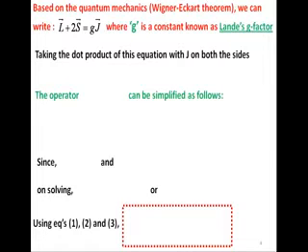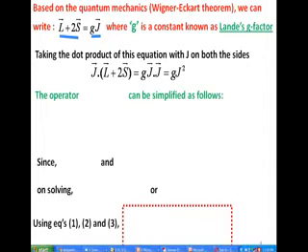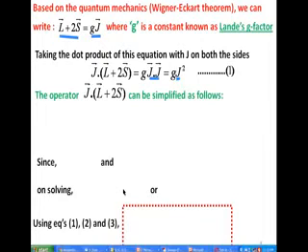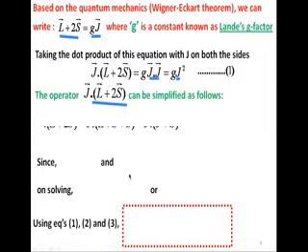Now take the dot product of the above equation with J on both sides. So here we get J dot J, which is equal to J square. Let us mark this equation number 1. Now this operator, J dot L plus 2S, can be solved further.